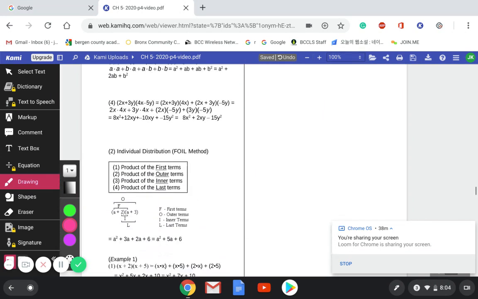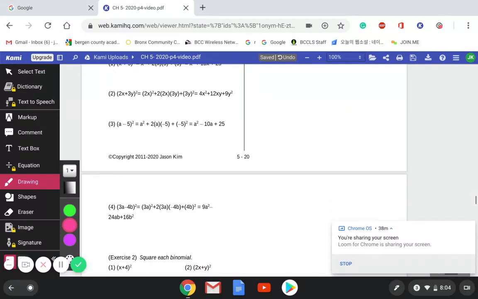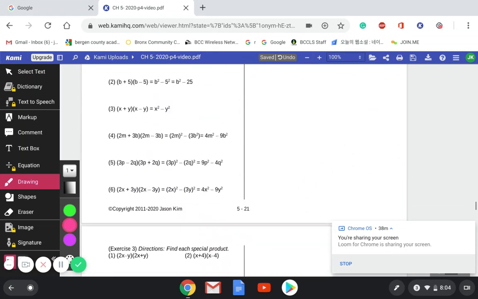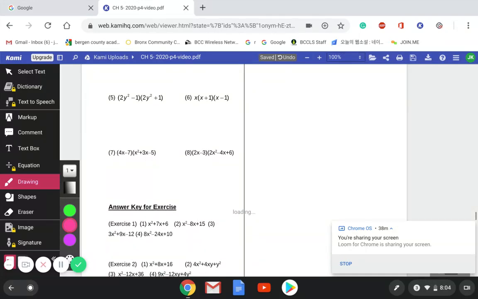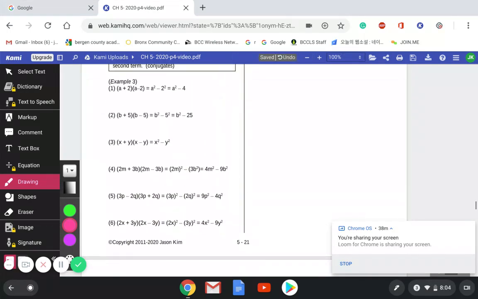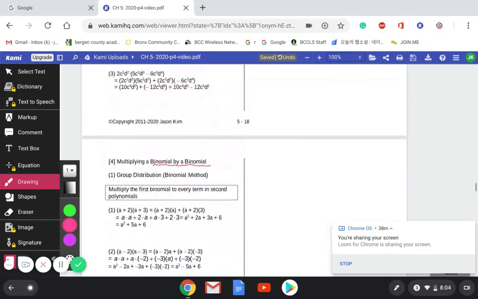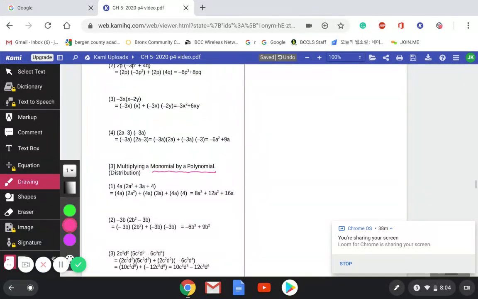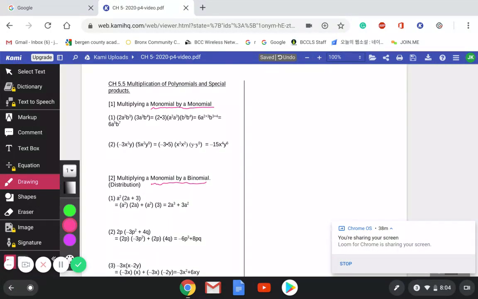And fifth case is probably binomial multiplied by polynomial, but which is not here. But I will show you, okay, this is binomial by polynomial, but I will introduce that in later part. Okay. So in multiplication, sorry that if I make you dizzy. Okay. Let's get into multiplying monomial by monomials.